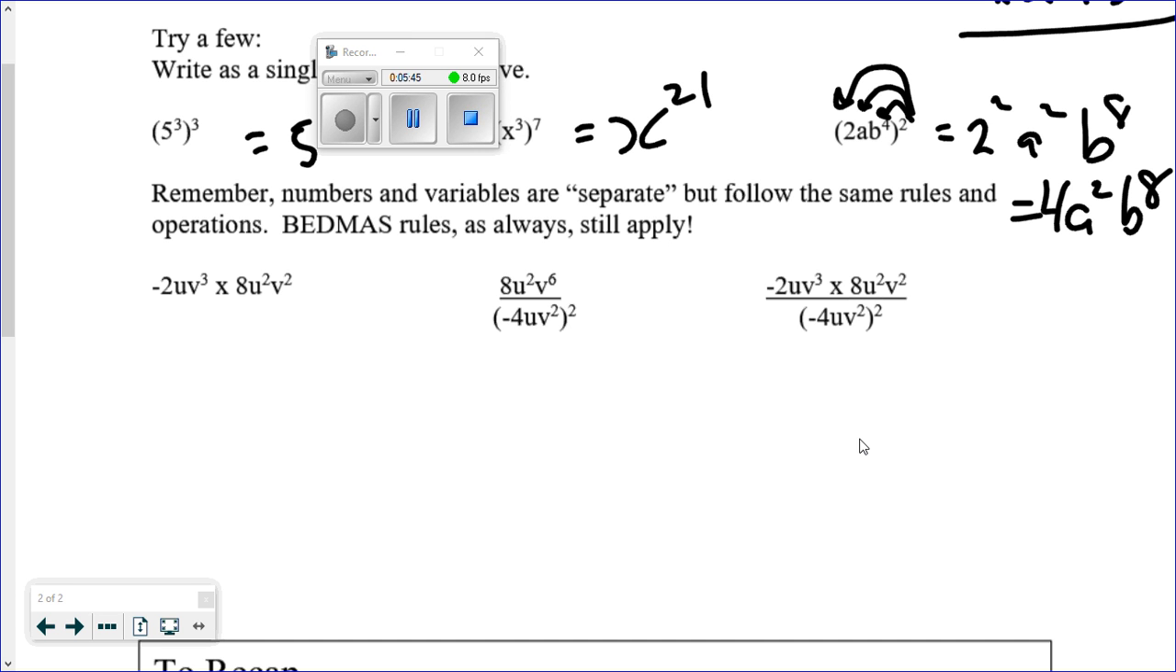All right, so the last little bit, we have some slightly more complicated functions going on here. How do they all combine? Remember, BEDMAS rules apply. Always, always, always, BEDMAS. Okay, so give it a go. And here are the solutions. Numbers times the number, u times the u, v times the v. Remember that u, even though there's no exponent written, the exponent is 1, which is why 1 plus 2, that's where the 3 comes from.